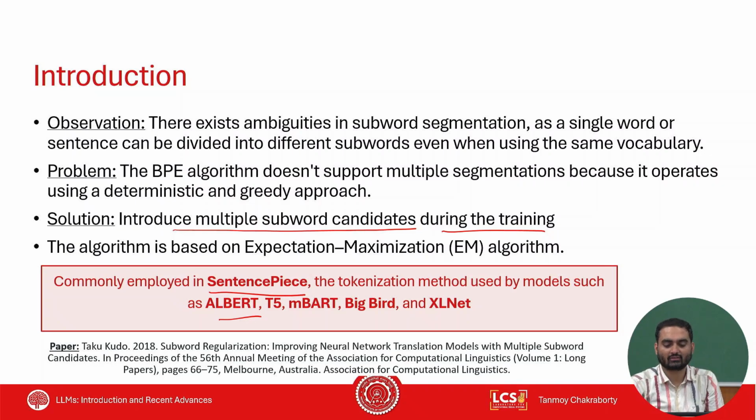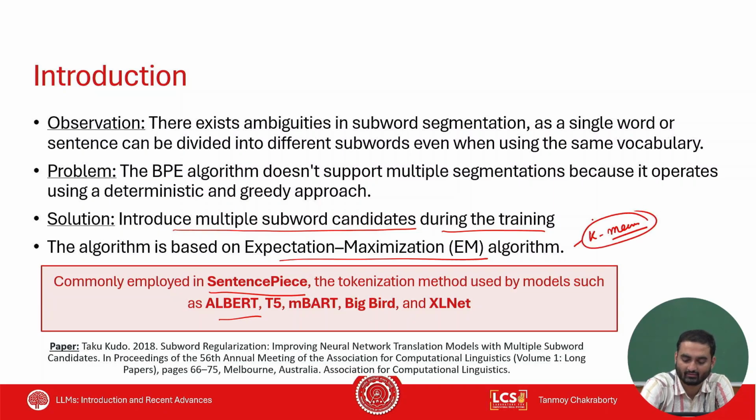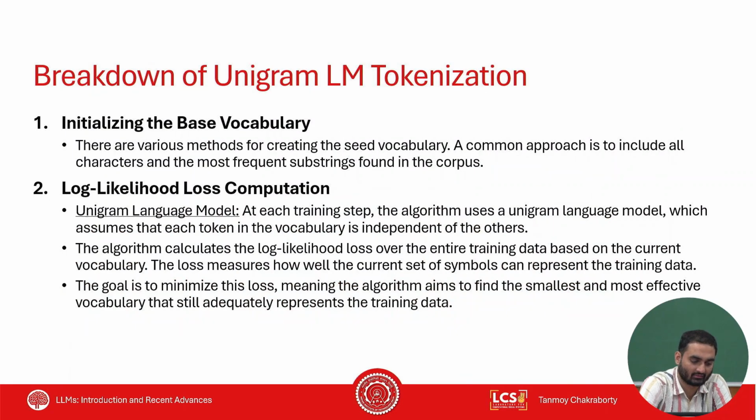And here we will use the concept of the expectation maximization, or EM, algorithm. EM, as we know, is a very interesting idea, generally used in non-parametric estimation and so on. If you are not aware of EM, go back and check the machine learning course. For example, the k-means algorithm uses EM for defining the centroids. So expectation maximization is used during tokenization. Let's see.